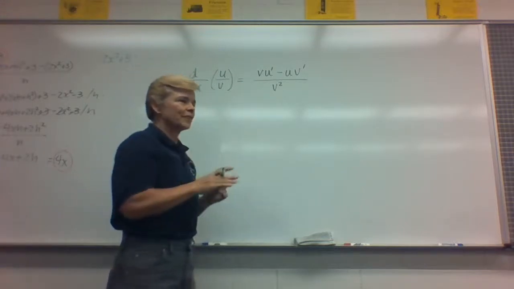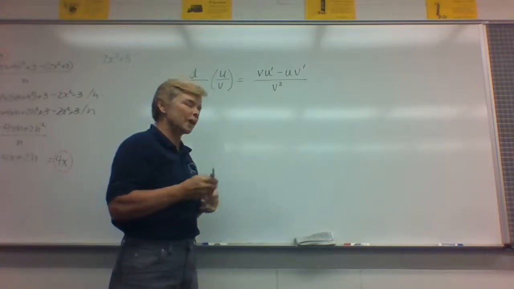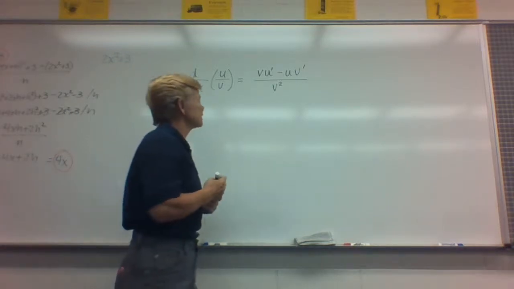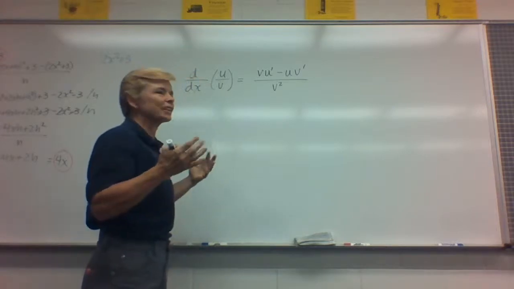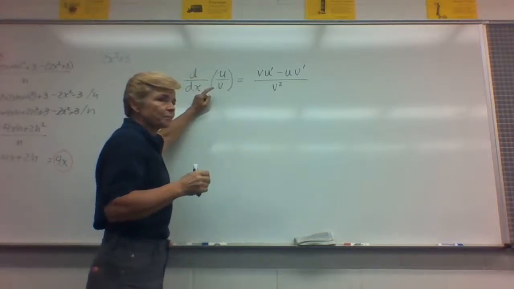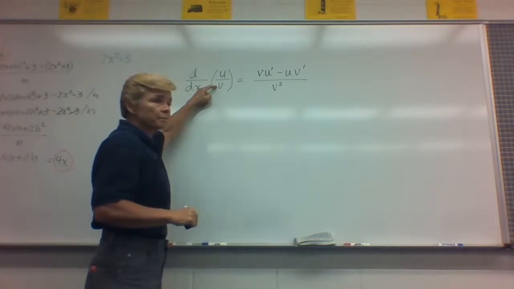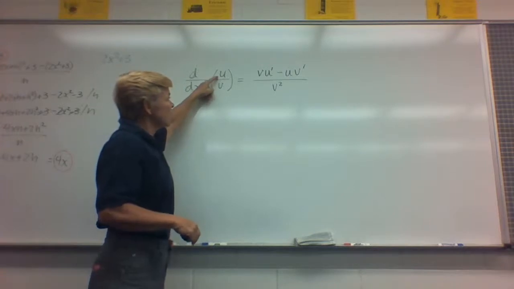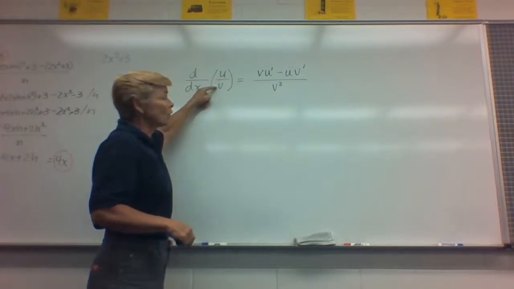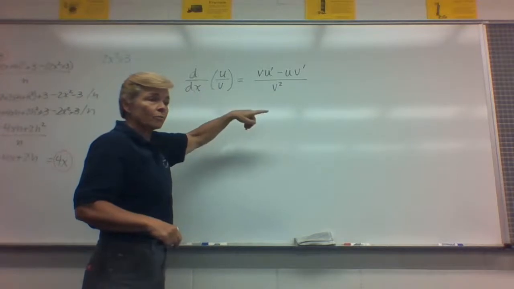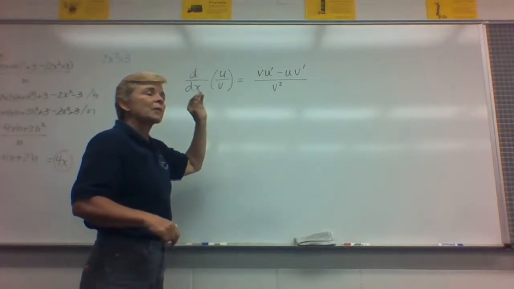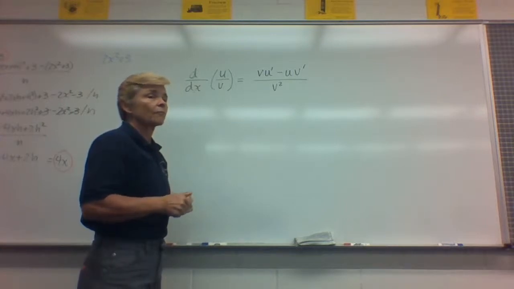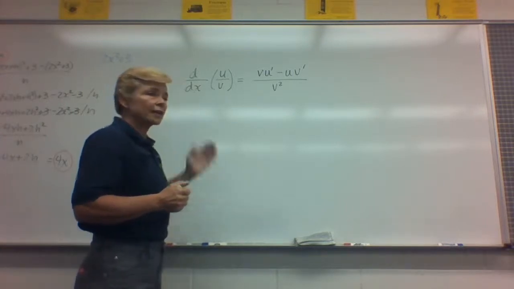Now, this one's got a really sing-songy way of remembering it, and practically every calculus student I've ever met knows it. You don't actually sing it, but it's sing-songy. It says: low d high means derivative of high. Low d high minus high d low over low low. That'll stick in your mind if you want.